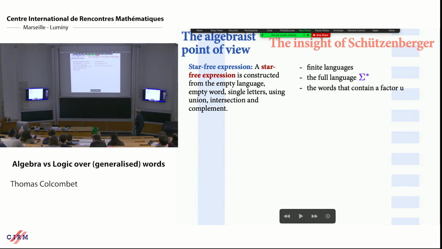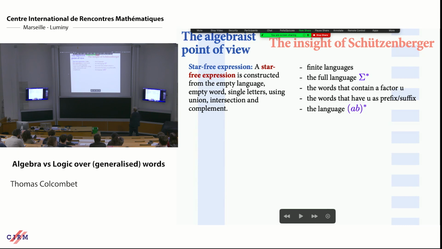As a consequence, for instance, if you have a word u, those words that contain the word u as a factor, how do you do it? You say, oh, these are words that start with sigma star, concatenated with u, which we have seen is expressible, and then concatenated with the full language. So this is having a factor. You can also say having a given prefix or a given suffix with a variation of that.